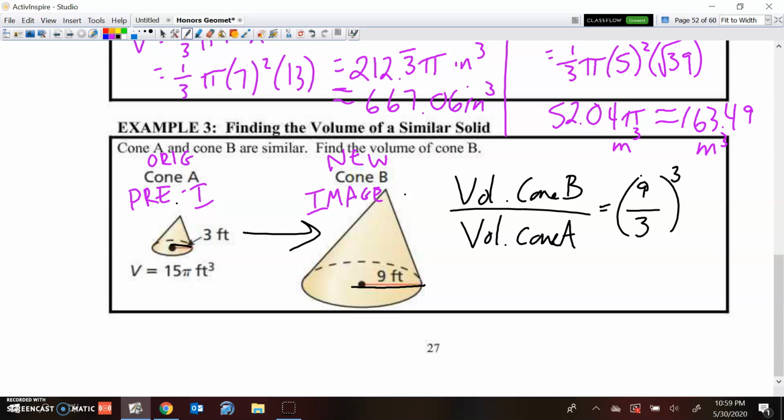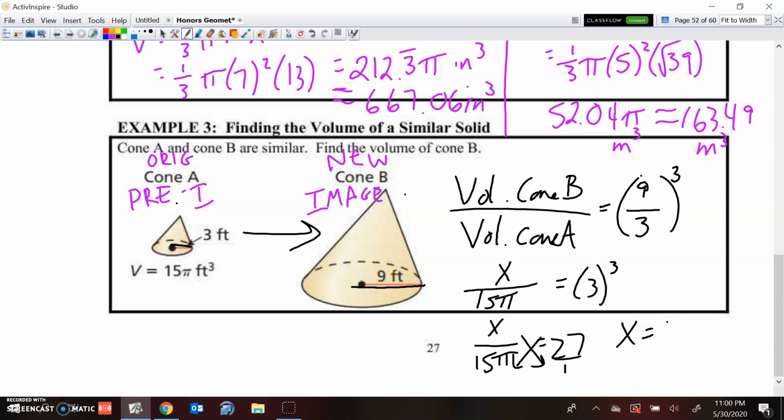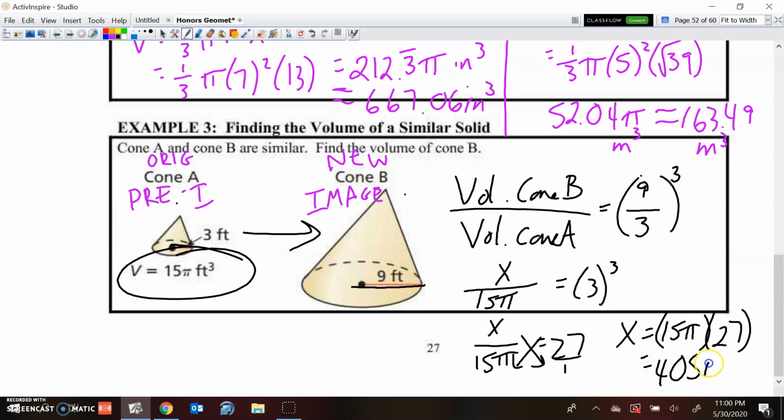We don't know the volume of cone B, so it's my unknown. I do know the volume of cone A is 15 pi. I can simplify this to 3 cubed, which is really 27. So x over 15 pi equals 27. It's like 27 over 1. So when I cross multiply, this is really just going to be 15 pi times 27, and multiplying that. They left their volume in terms of pi, so I'm going to leave my volume in terms of pi, and I'm going to write this as just 405 pi feet cubed.